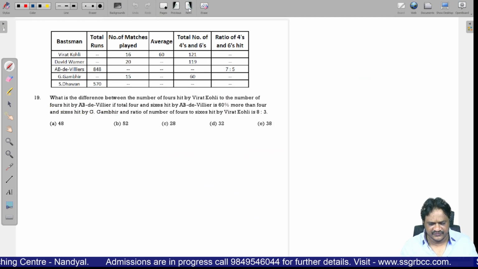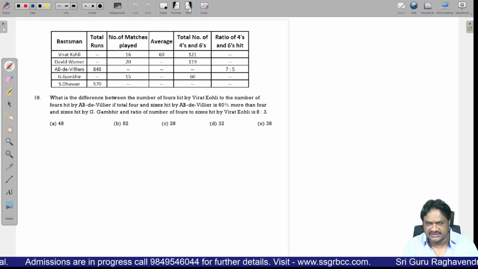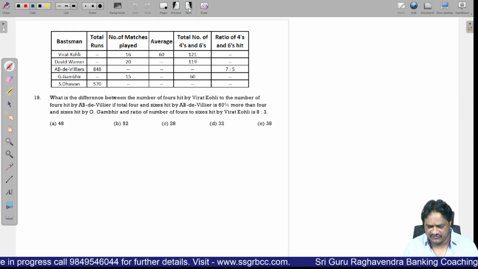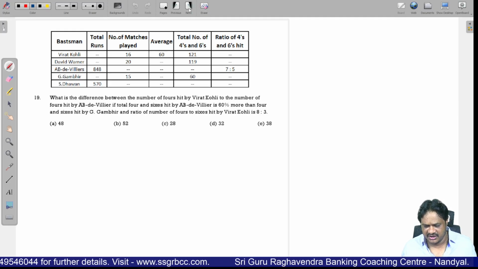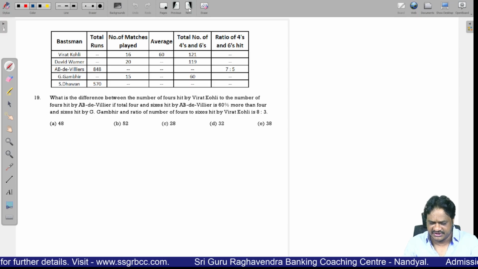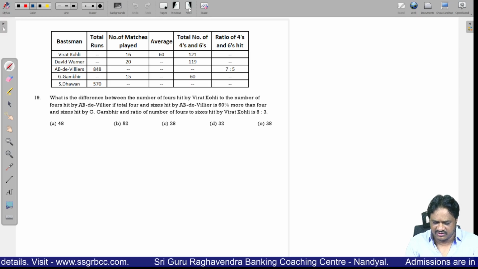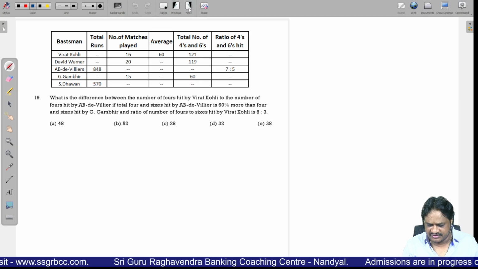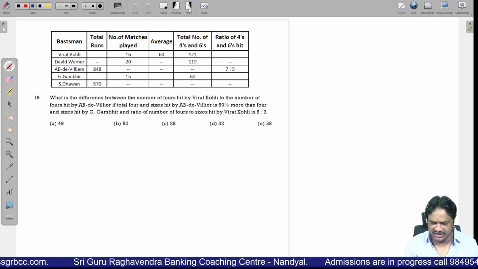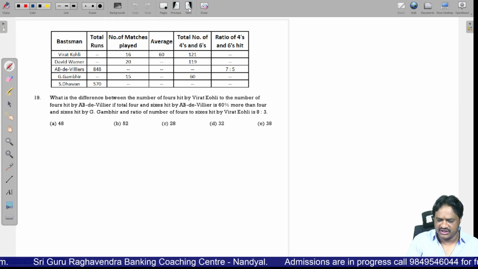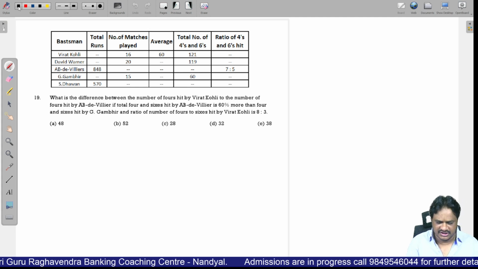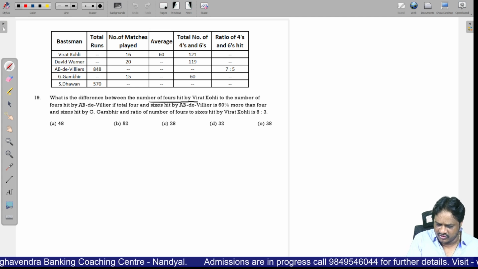19th question. What is the difference between the number of fours hit by Virat Kohli and the number of fours hit by AB de Villiers? If the total number of fours and sixes hit by AB de Villiers is 60% more than fours and sixes hit by Gautam Gambhir, the ratio of fours and sixes hit by Virat Kohli is 8 is to 3. Now, Virat Kohli, how many fours? We have to calculate the difference between the fours only by Virat Kohli and AB de Villiers.